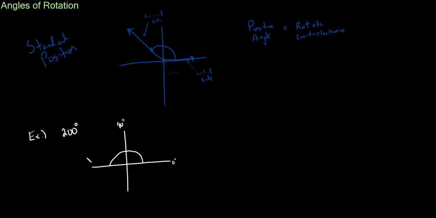Let me clean that up real quick. That looks a little sloppy, even for me. That's 180 degrees, and then I rotate a little bit more, and I only have to go 20 extra degrees, so I end up right here. So I took the initial side here, and I rotated it counterclockwise 200 degrees. Notice when I rotate it, I have a little arrow here. That's because I need to know what direction this angle is going. If I'm going counterclockwise, that means I have a positive angle.